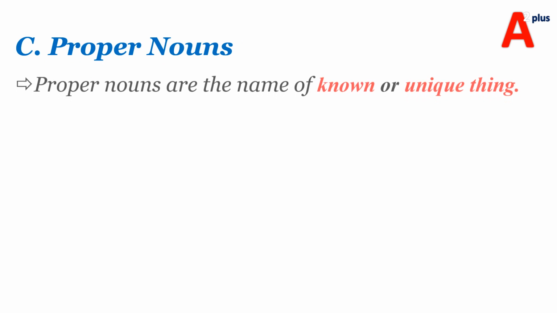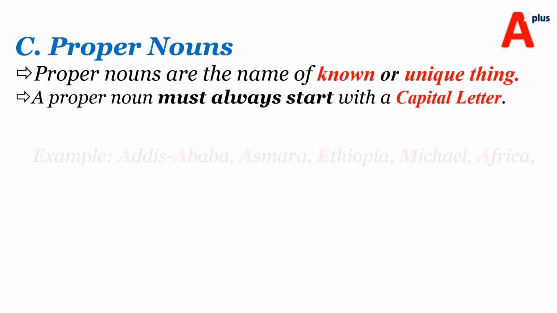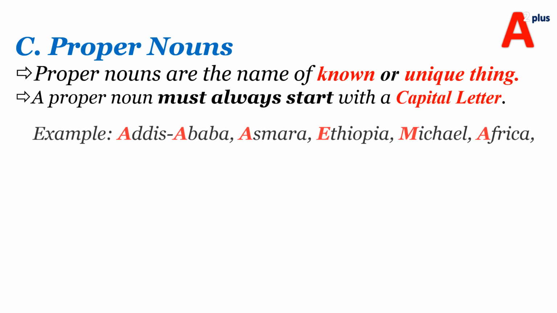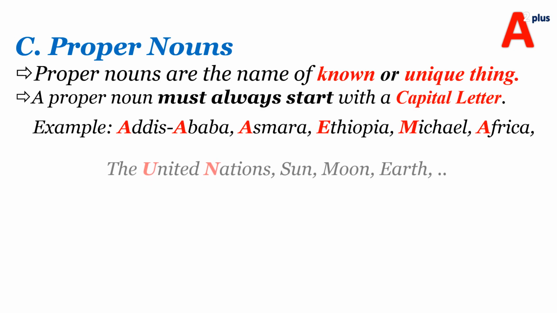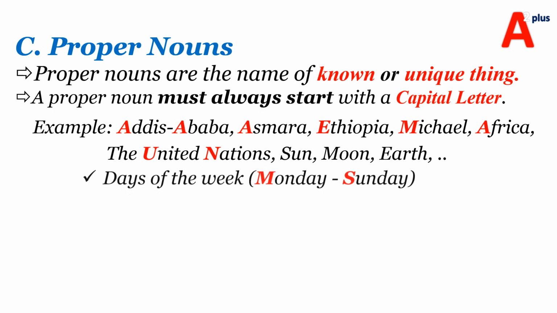The third one is proper noun. A proper noun is very special. It is a name given to known or unique things: a unique person, unique place, or unique object. And a proper noun always starts with a capital letter, okay?